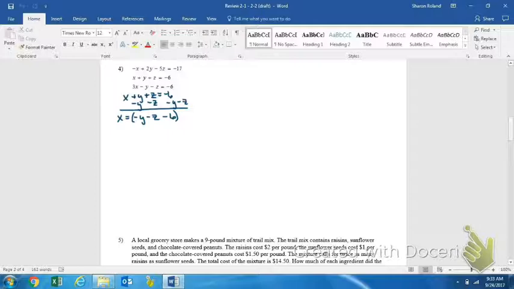Okay, the first equation, I'm going to rewrite it. And that would be negative x, so it's negative y minus z minus 6 plus 2y minus 5z equals negative 17. Okay, so that's positive y. When I distribute that negative, I just rewrite what's in the parentheses, but change all of the signs. They're all negative, so now they're all positive.